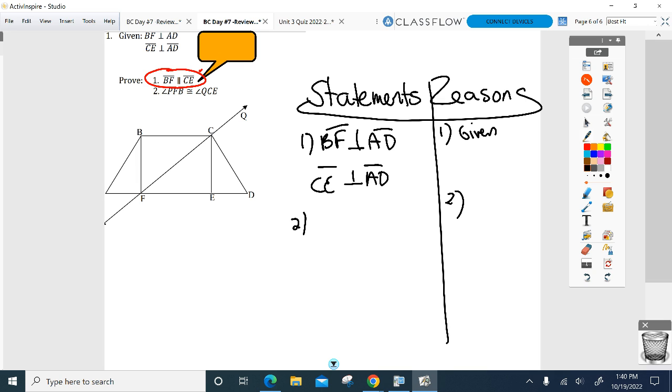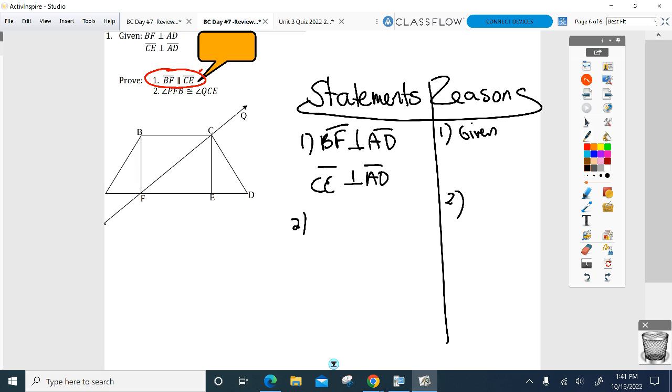All right, let's talk. I need to prove those two lines. By the way, I know this is the first time we've seen this. When I say 1 and 2, this is a continuous proof. It's not two separate proofs. We're going to prove BF parallel to CE, continue on in the proof, and get those two angles congruent. But let's focus on the parallel lines.